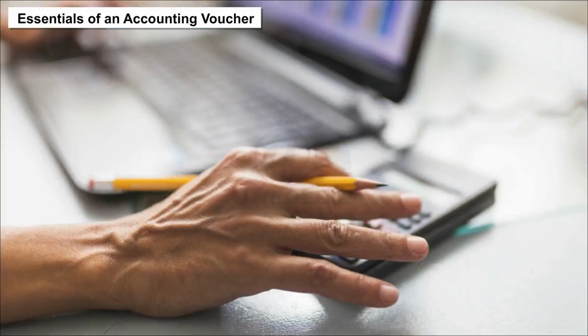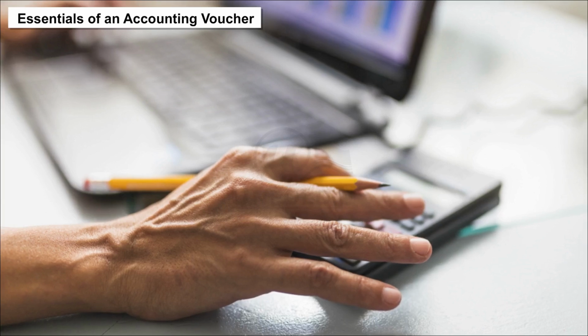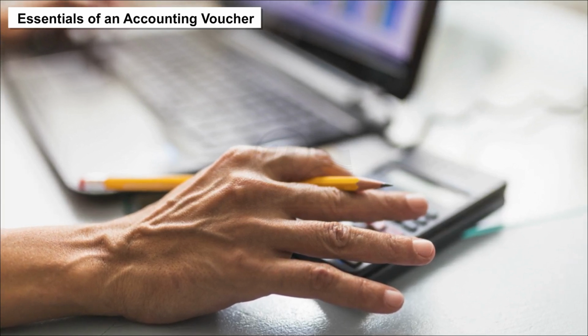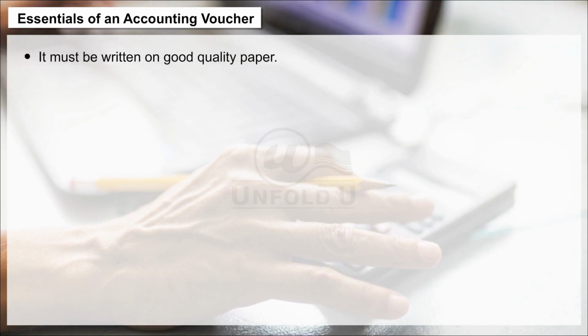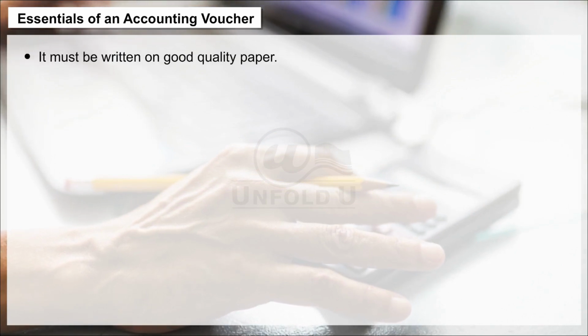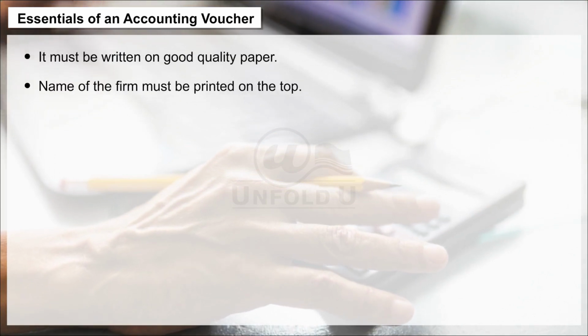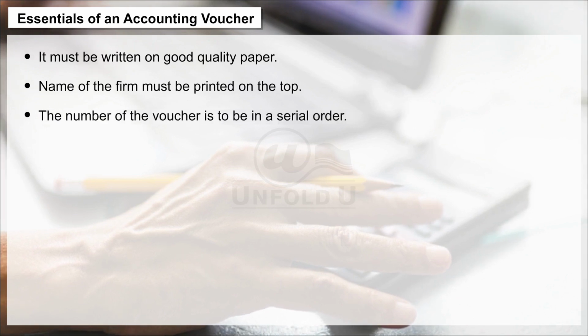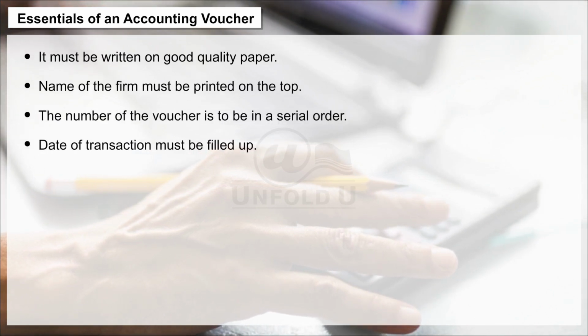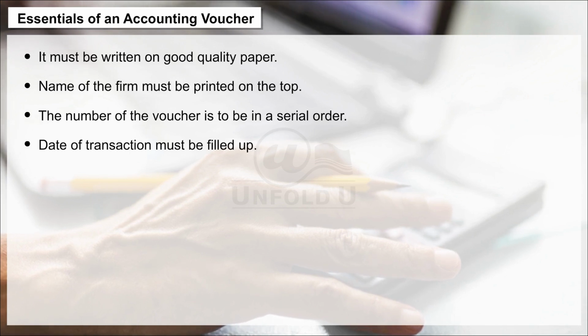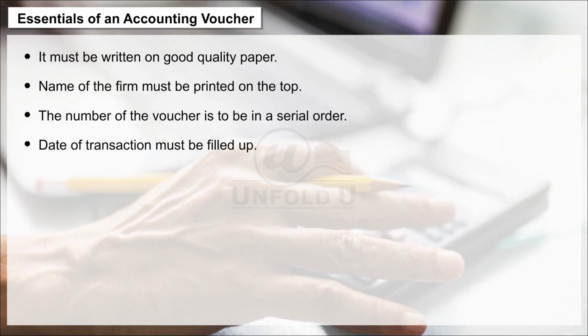Essentials of an accounting voucher. An accounting voucher must contain the following essential elements. It must be written on good quality paper, the name of the firm must be printed on the top, the number of the voucher is to be in serial order, and the date of transaction must be filled in against the date and not the date of recording of the transaction.